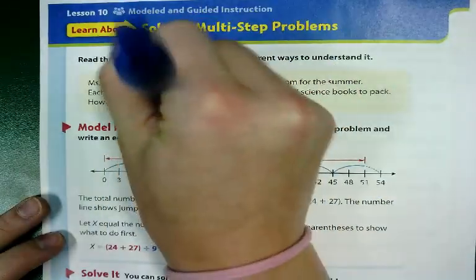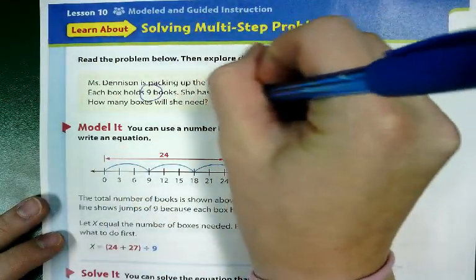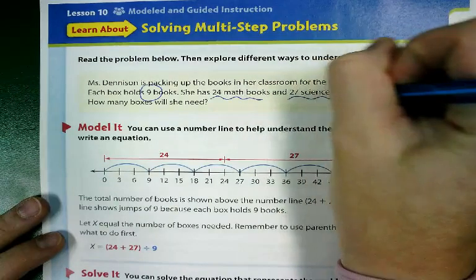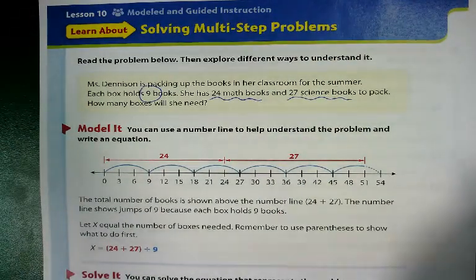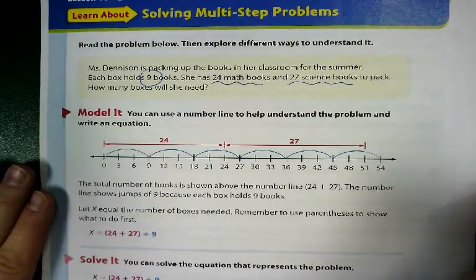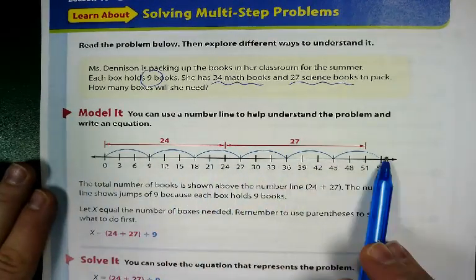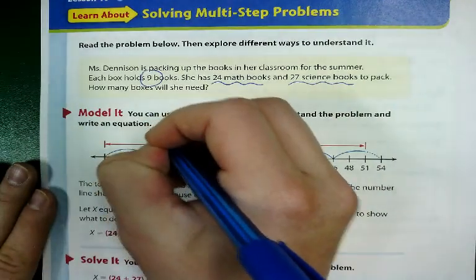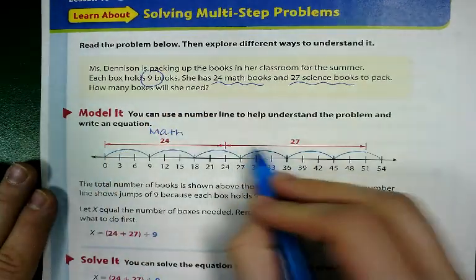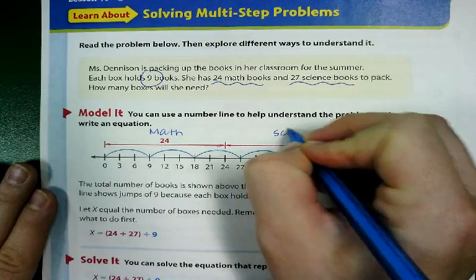Miss Dennison is packing up the books in her classroom for the summer. Each box holds 9 books, and she has 24 math books and 27 science books to pack. How many boxes will she need? So one way that we could do this is to use a number line to help us better understand this problem to write our equation. So this number line shows us the total number of books. Here's her 24 math books, and here's her 27 science books.